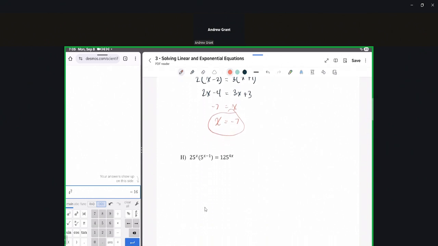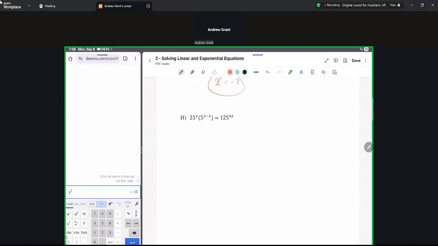Lastly, but not leastly, seemingly a lot more difficult of a question, but again, not too bad. We have 5 to the power of x multiplied by 5 to the power of x minus 1 is equal to 125 to the power of 4x, sorry. And so if you notice, in this case here, we seemingly have 3 base terms to worry about. And so let's go ahead and do that, and perhaps our next steps will become a bit more obvious.